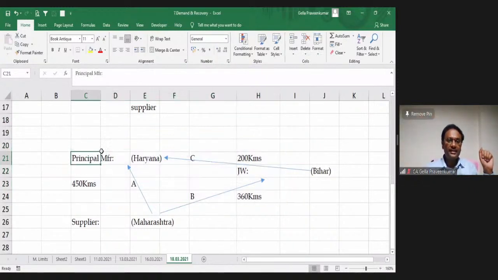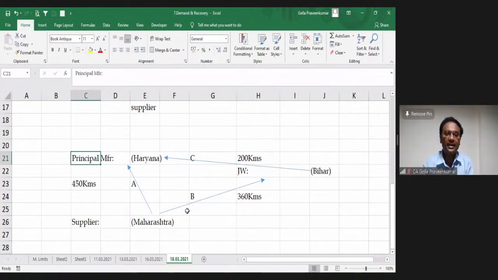Now, this principal says, look, don't send it to Haryana. You send those goods to Bihar. Now, one, I'm saving transportation time. Second, I'm saving the cost of transportation. Third, I'm saving my inventory space. Fourth, I'm ensuring that JIT system is maintained for my process to get captured.